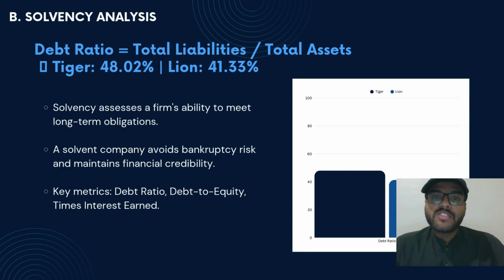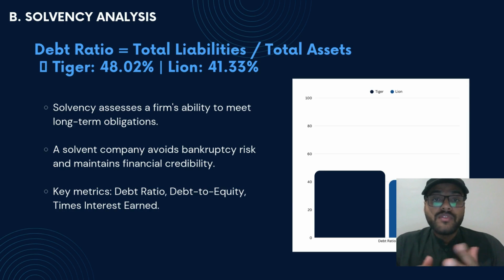Now I'll be covering the solvency analysis part, where we will be comparing both companies side by side. So what is a solvency analysis? A solvency analysis evaluates a company's ability to meet its long-term financial obligations and maintain financial stability over time. So these are the ratios that I'm going to discuss with you today: debt ratio, debt to equity ratio, and times interest earned ratio.